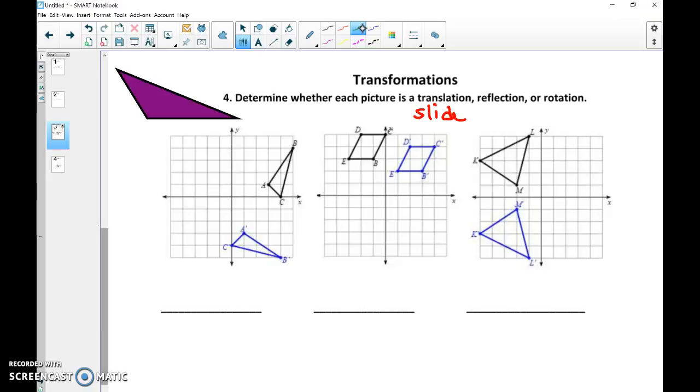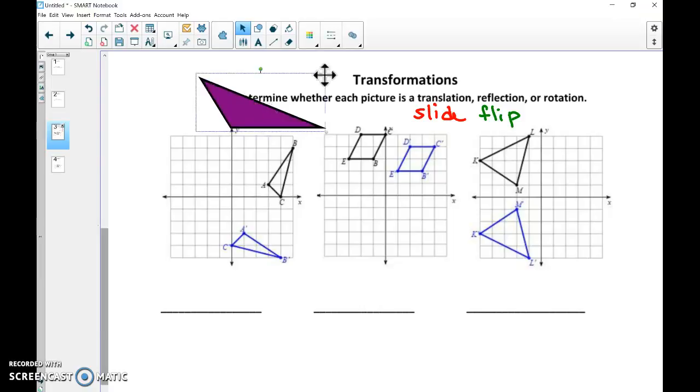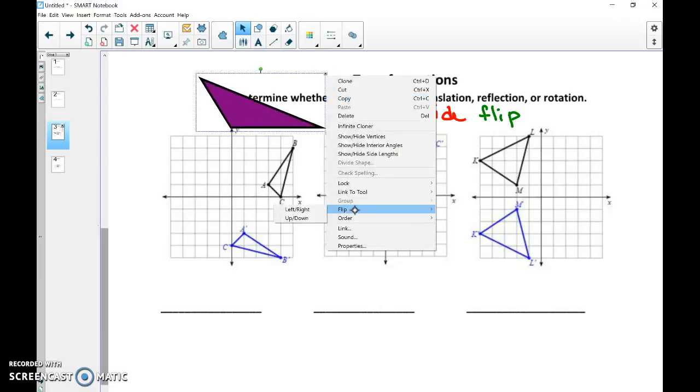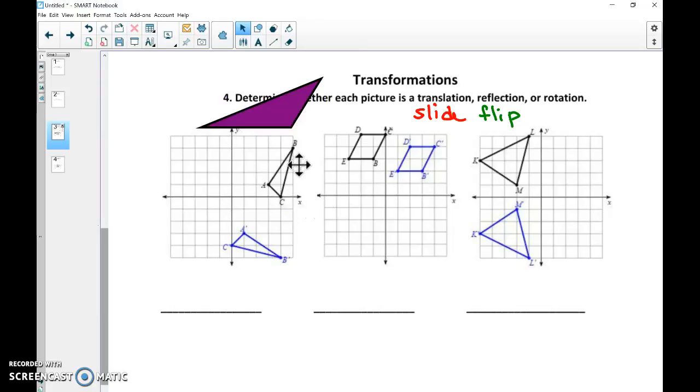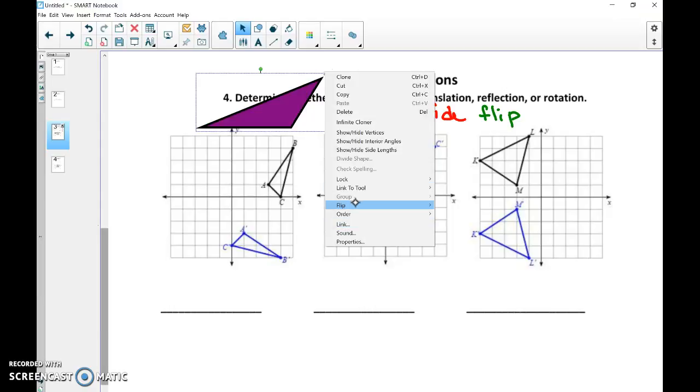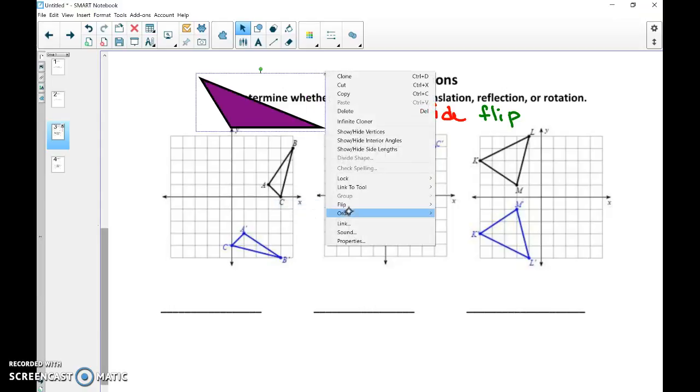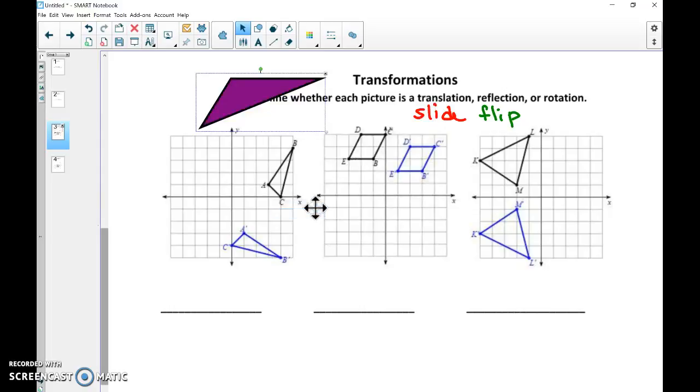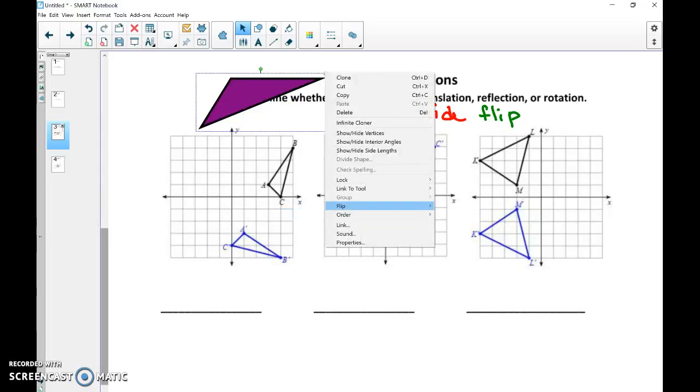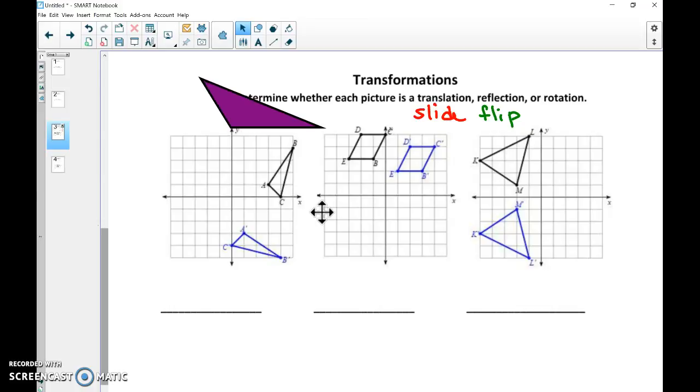Reflection, think of a mirror. When you look in the mirror, you see the flipped version of yourself, the opposite version. So the word we talked about in class is flip. Now if we go back to the triangle again, I can flip this. So if I flip it, it looks like that now. I flipped it over the y-axis, we would call it, left and right. And I can flip it back, and then I can flip it the other way, up and down like that. So that would be a reflection, where you're flipping it over an axis.